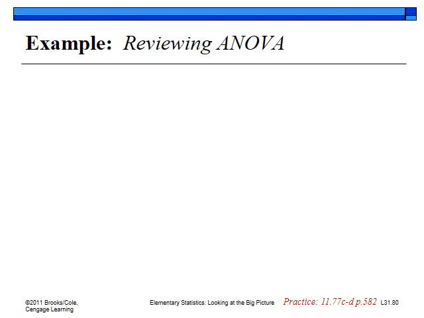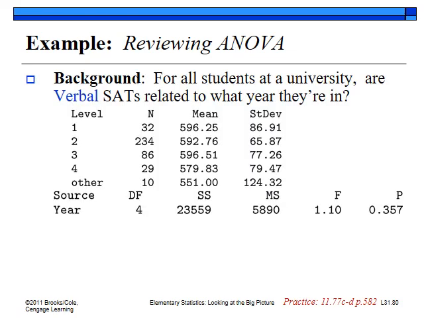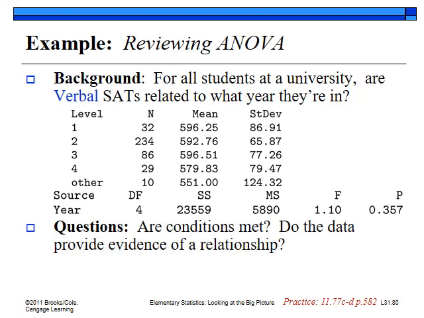So let's look at another example. Here we're looking at verbal SATs. Do we think that verbal SATs are related to the year? So here we have each individual group with their means and standard deviations reported, and we have the results of the ANOVA. Now, are all of our conditions met? And if they are, can we draw any conclusions about the relationship between those variables?